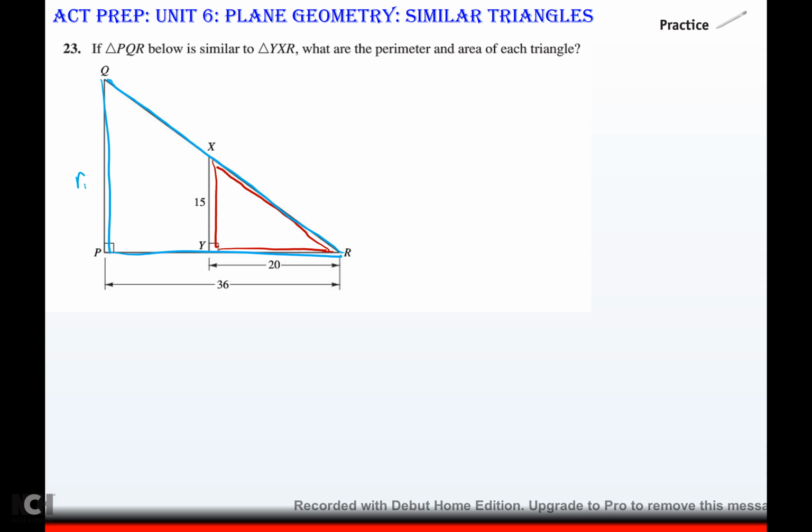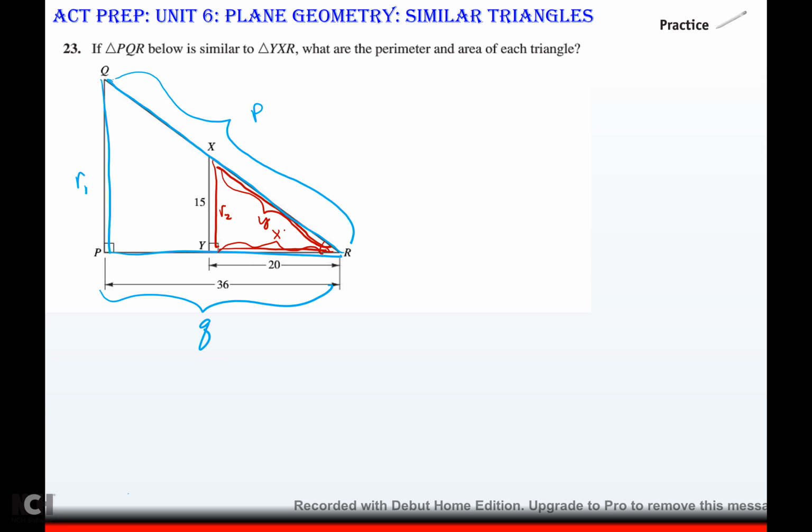I'm going to call this little r1. And in the little triangle, I'm going to call it little r2, because they both share that r angle. In the big triangle, from here to here would be little p. But in the little triangle, from here to here, which corresponds as little y. And then we have this, which would be little q, corresponds to little x. So, to get the perimeter, I need the sides.